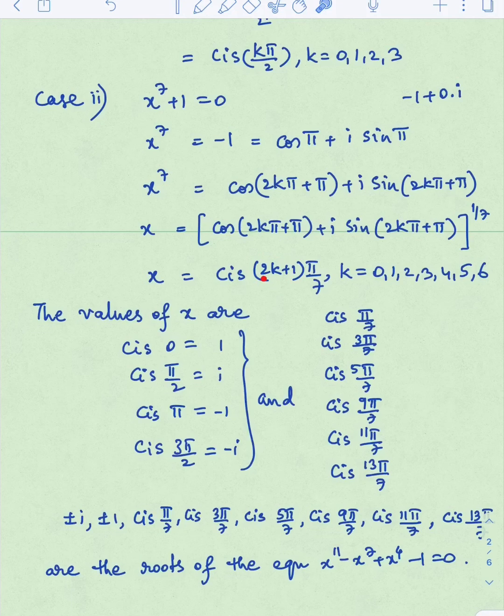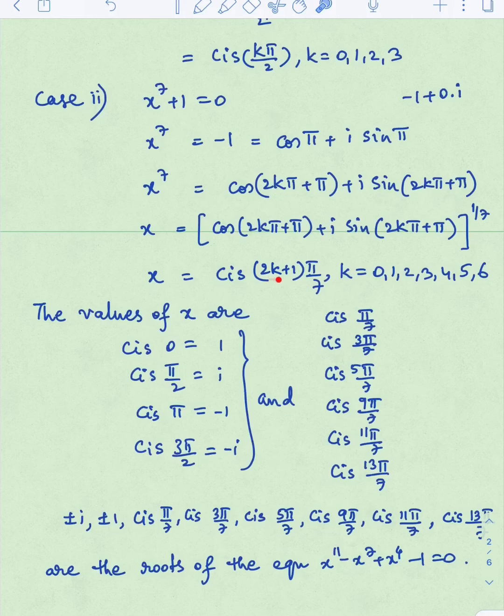Put 3 in it. 2 threes are 6 plus 1, 7 pi by 7. 7 pi by 7 is how much? Cis 7 pi by 7, cancel, you get cis pi. You can see cis pi somewhere. Where is it? Cis pi is here in the first group. Already it is there, no need to mention. That's why we are not mentioning cis pi here, because it is already there.